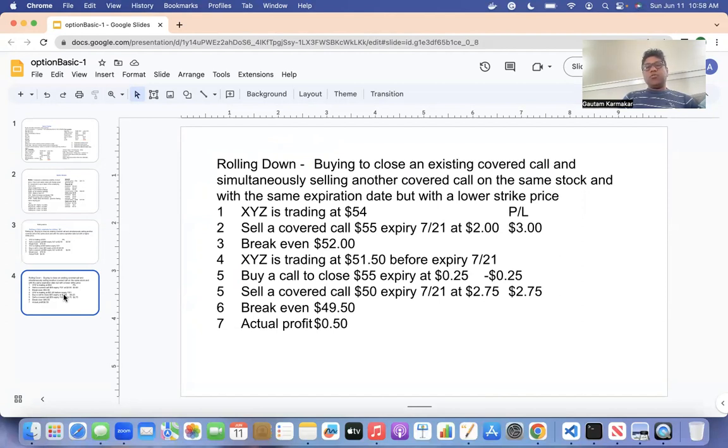Next video, I'll go with rolling up and out, which in this case will be changing the expiry date. And I'll show some of the examples over there. So thank you very much. I hope you get some idea of how rolling up and down helps your option strategy and continues to generate more income.